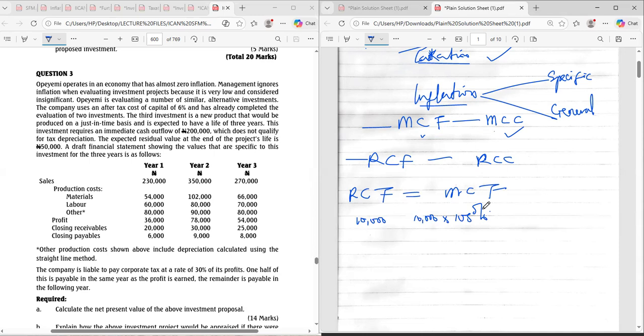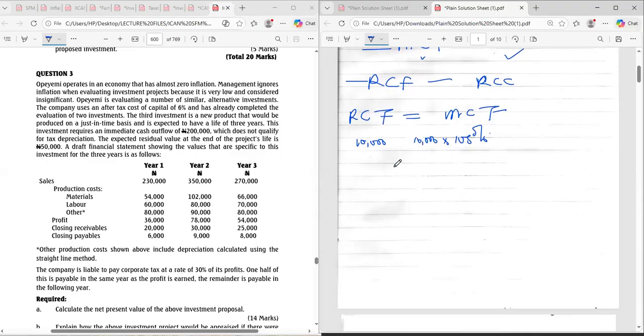Then what about when you are given a real cost of capital and you want to get your money cost of capital? Or you are given your money cost of capital and you want to get your real cost of capital, what do you do? You also have to convert. So if you have your real cost of capital, you can convert to money cost of capital. Or if you have your money cost of capital and you need your real cost of capital, you can also convert to real cost of capital. For you to do that, you need a formula. That formula is known as the Fisher's equation.